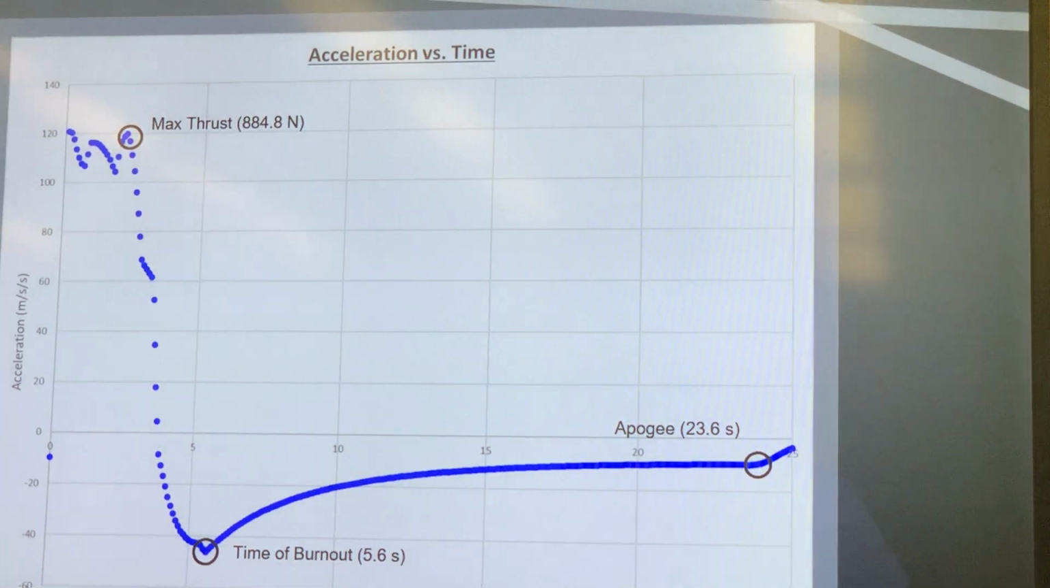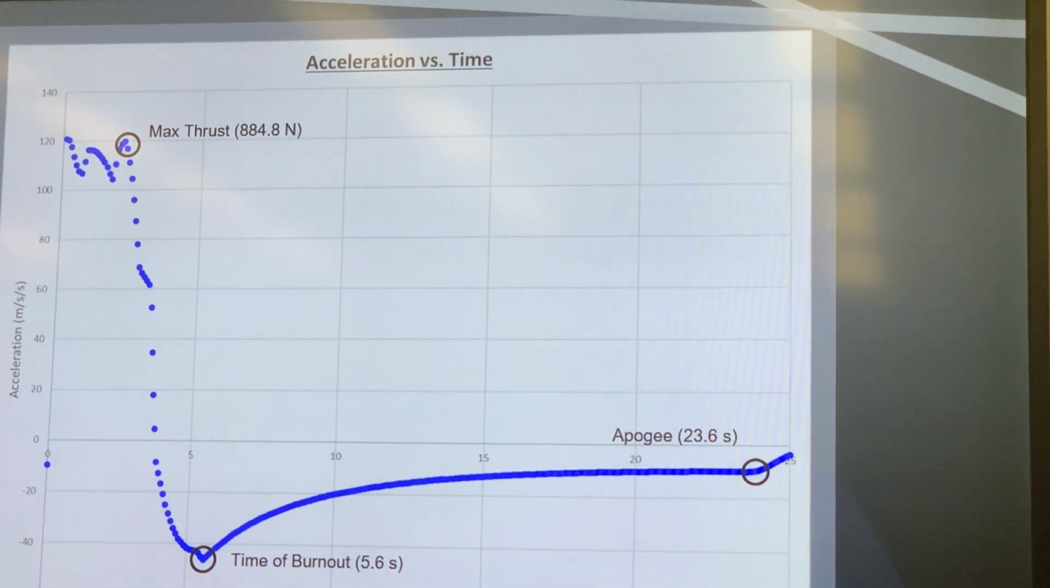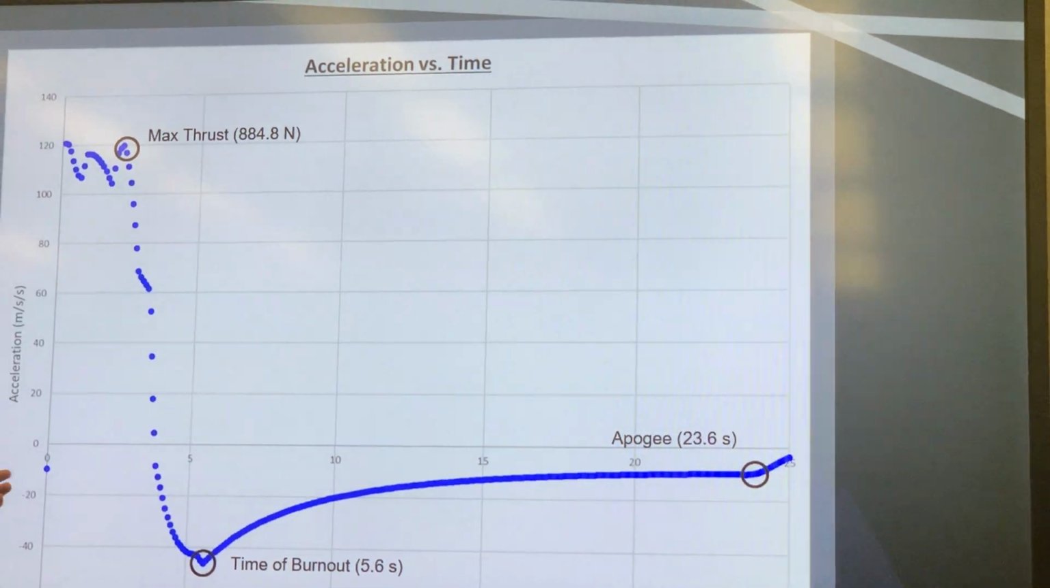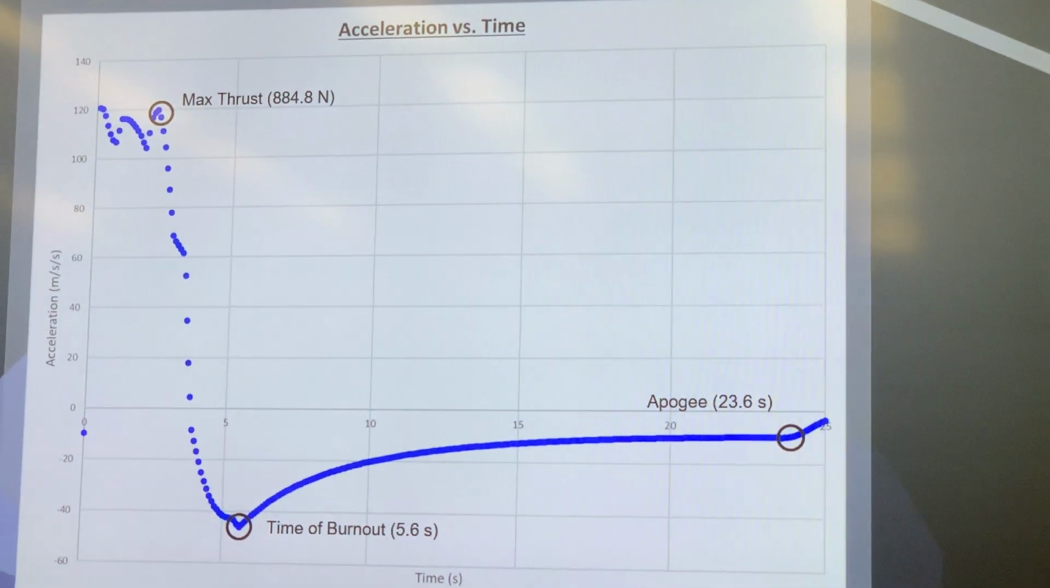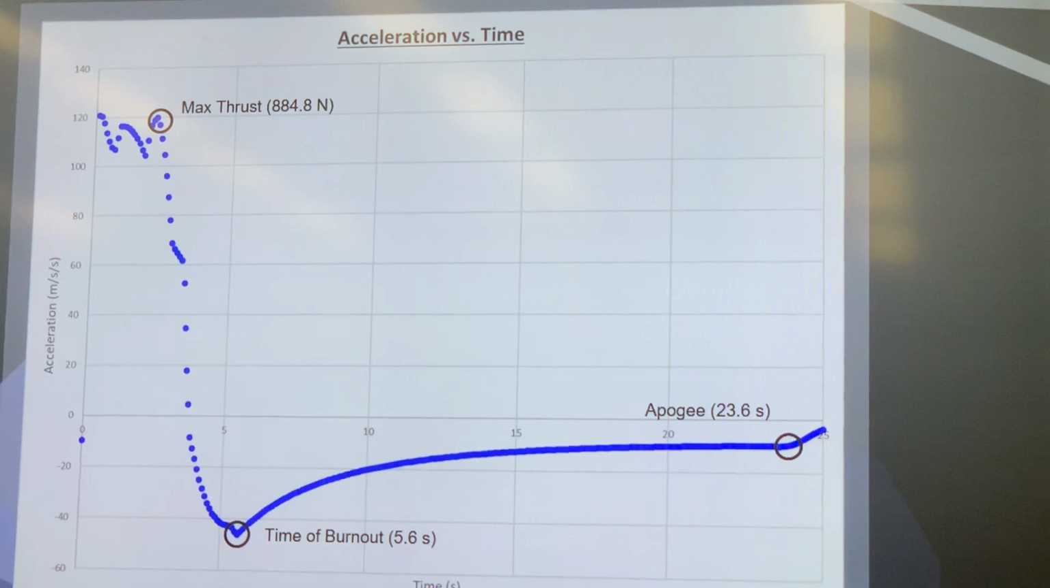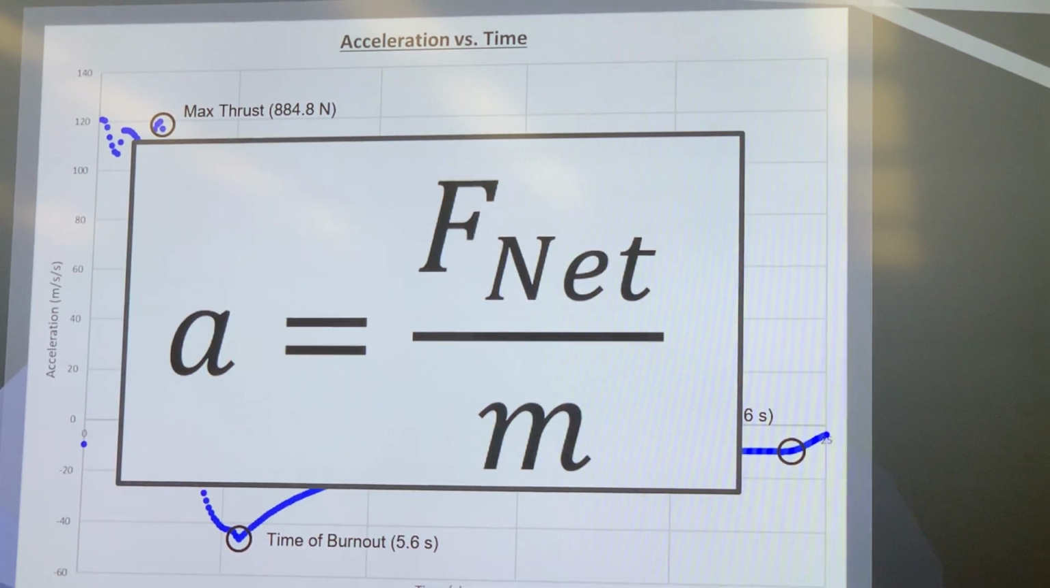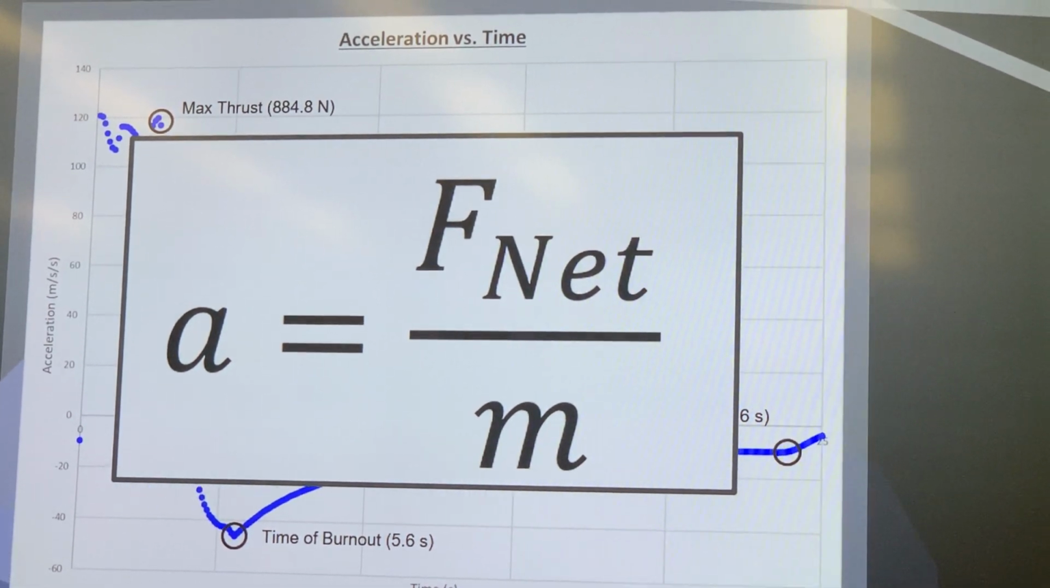I think it's also worth noting that at the point that it reaches apogee, the acceleration is equal to the initial acceleration right here, which is negative 9.8. After that point, the parachute is deployed and the rocket begins its descent downward. And that is the formula that we use for acceleration.